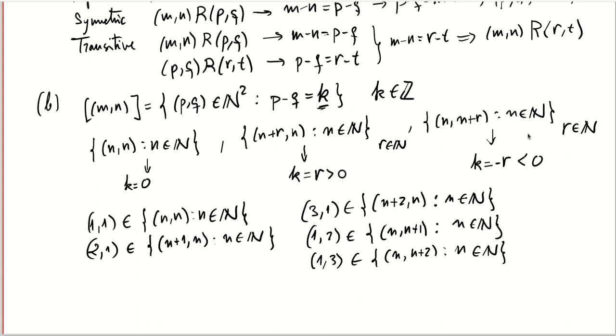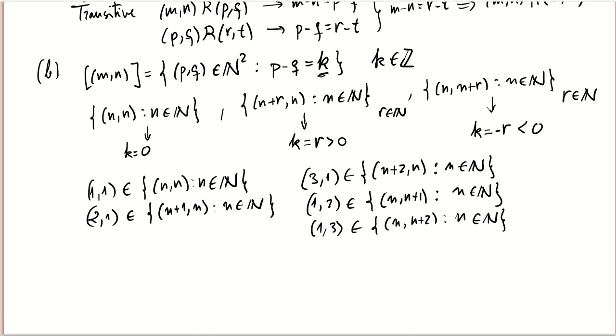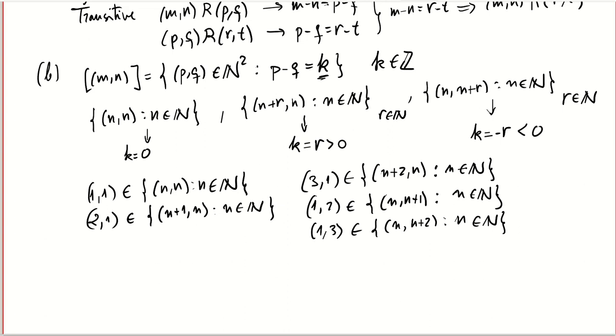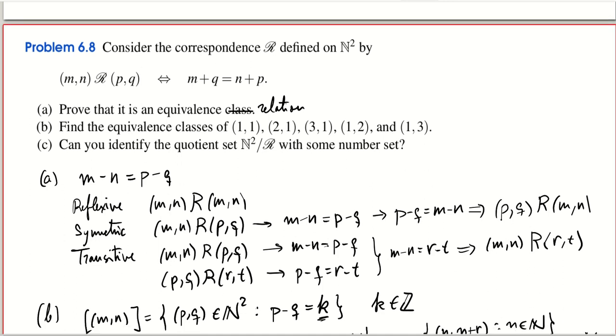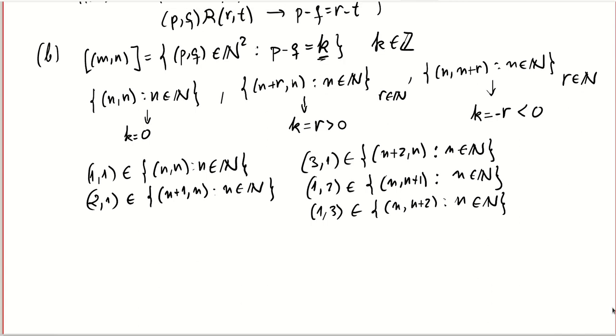Okay, again, a class of this type, corresponding to the negative number negative 2. Okay, and now the crucial question here, which is question C. Can we identify the quotient set with some number set? And from what we've seen right now, it's clear that the number set we can identify the classes with is the integers, right?